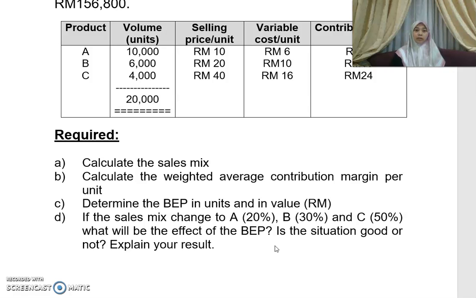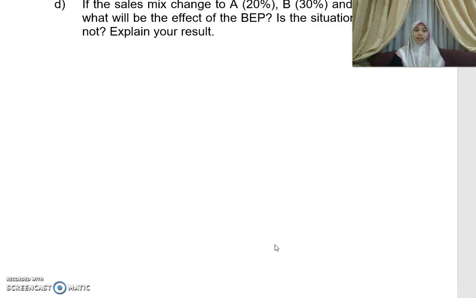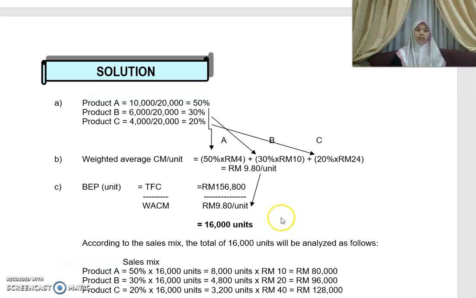Okay, let's do one by one. First, let's do the sales mix. So sales mix is very easy. So let's look at the solution. So for sales mix, you just take the 10,000 divided by 20,000, the units produced.